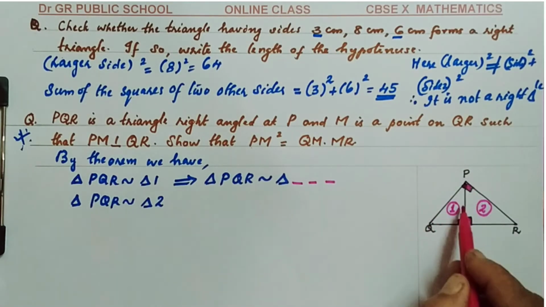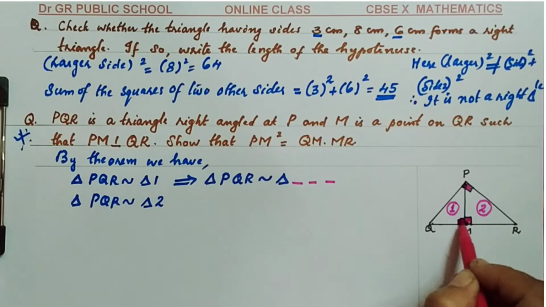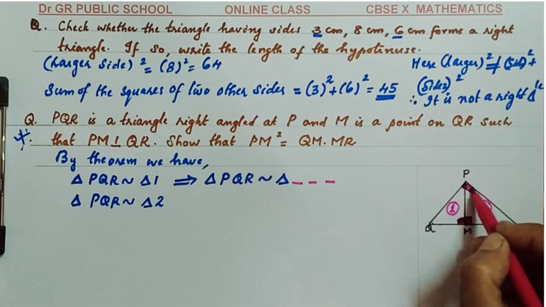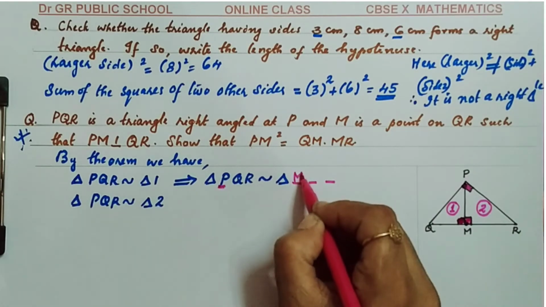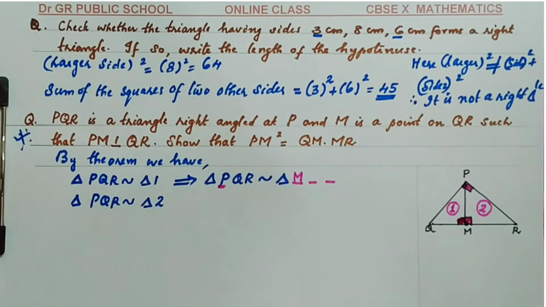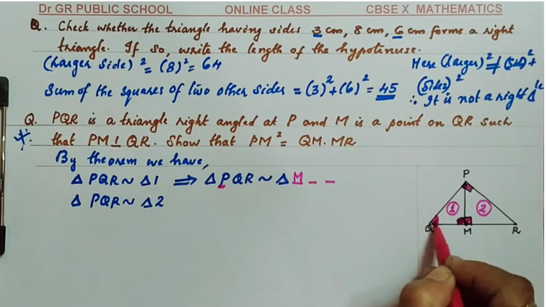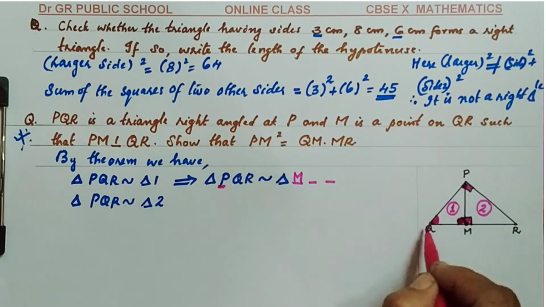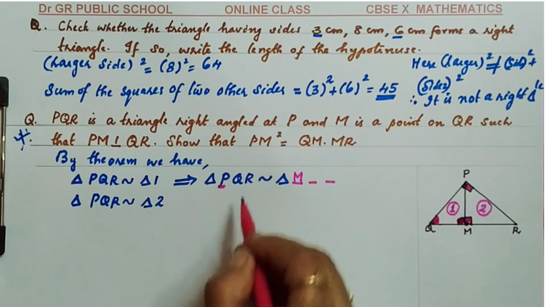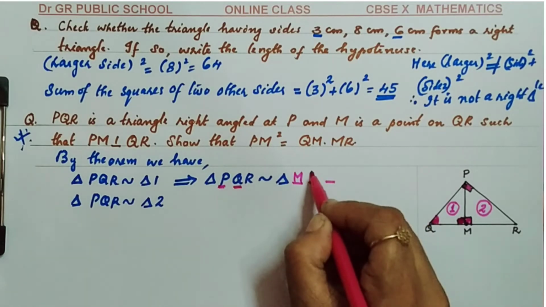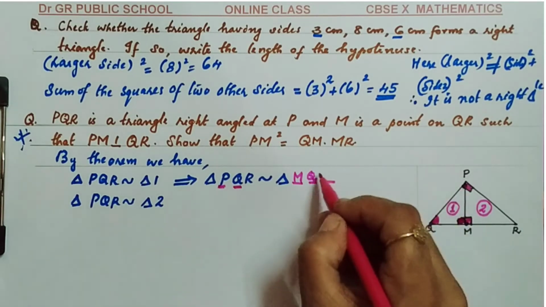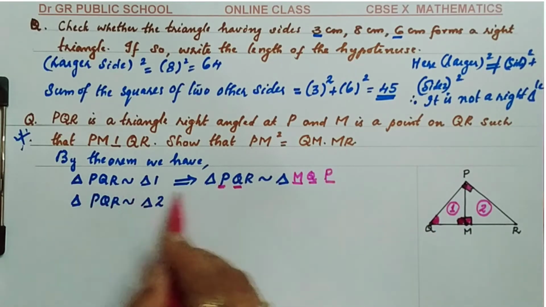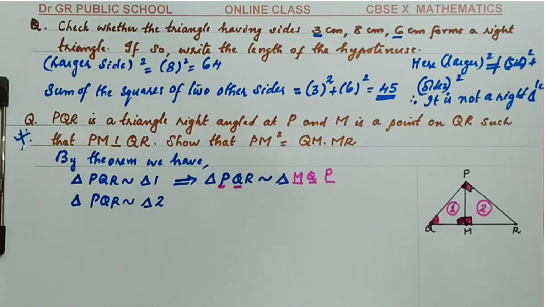For triangle 1, angle M corresponds to angle P of the larger triangle. So, P is corresponding to M. Then, the angle Q is common for the first triangle as well as the larger triangle. So, angle Q corresponds to Q itself. So, the remaining letter in the triangle QMP is P. In this way, you need to write the similarity of triangles in the correct order.